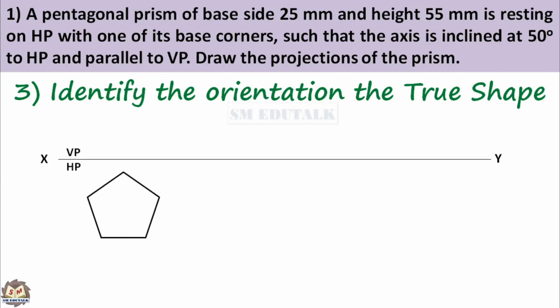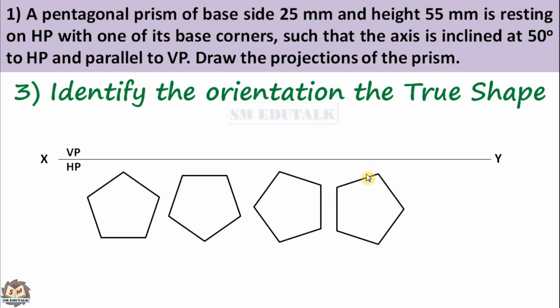This pentagon is drawn by keeping its bottom edge parallel to XY line. This pentagon is drawn by keeping its top edge parallel to XY line. This pentagon is drawn by keeping its right edge perpendicular to XY line. This pentagon is drawn by keeping its left edge perpendicular to XY line.